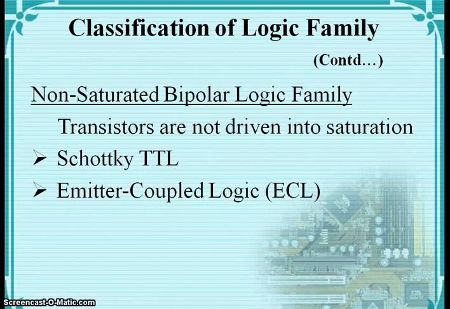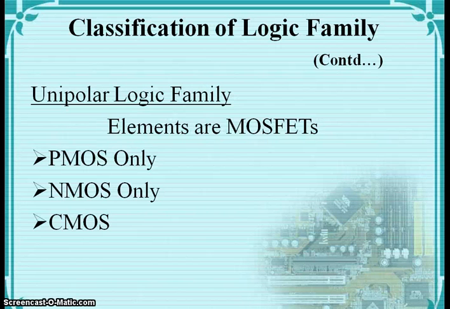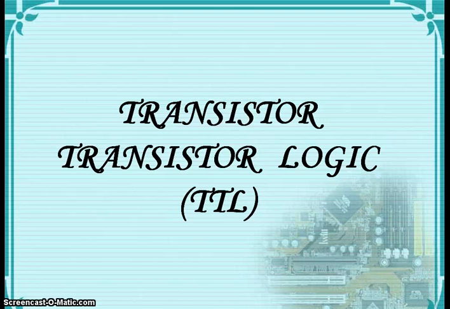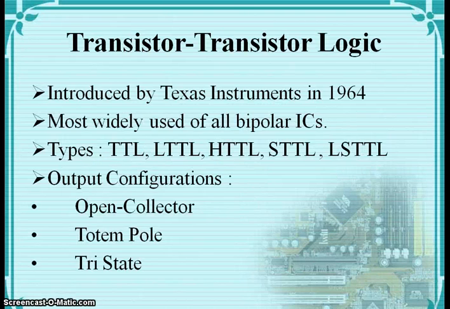The types are Schottky TTL and emitter coupled logic. In unipolar logic family, the basic elements are MOSFETs. The types are PMOS only, NMOS only, and CMOS. Transistor transistor logic. This logic family was introduced by Texas Instruments in 1964. This is the most widely used logic family of all bipolar ICs. The types are TTL, low power TTL, high speed TTL, Schottky TTL, and low power Schottky TTL.